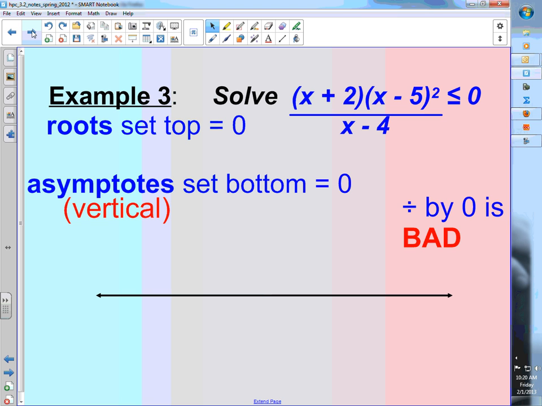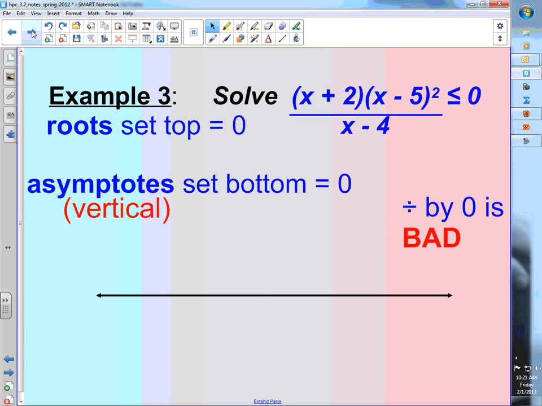Now this one's polynomial, this one's rational, not polynomial. So we haven't done these in a while. So just to remind you, when it's a rational function, you want to find your roots by setting the top equal to 0. You find the roots first by setting the top equal to 0.